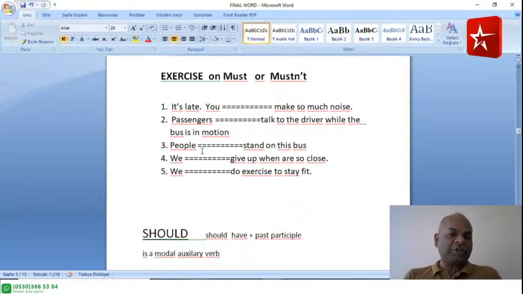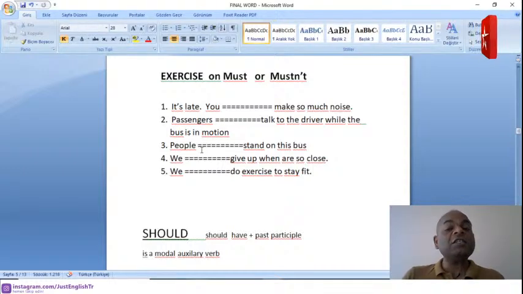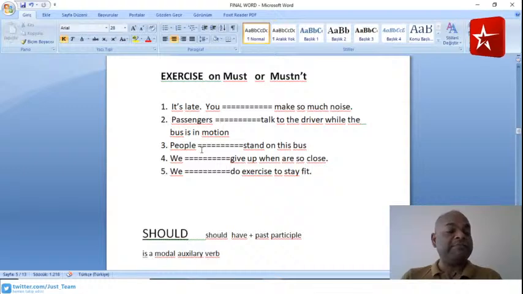Number 2, let's do it together. Passengers dash talk to the driver while the bus is in motion. Number 2, guys, I need your answer. Number 2 is mustn't. That's a great answer. Imra says must not.